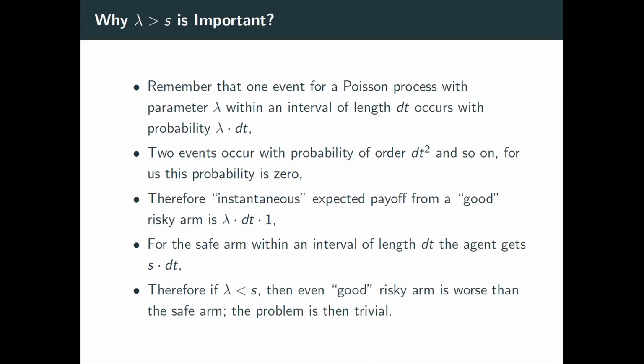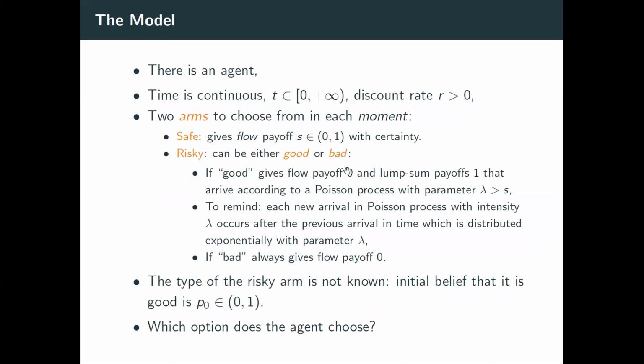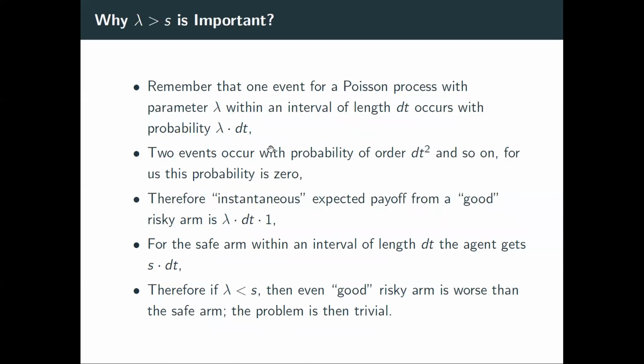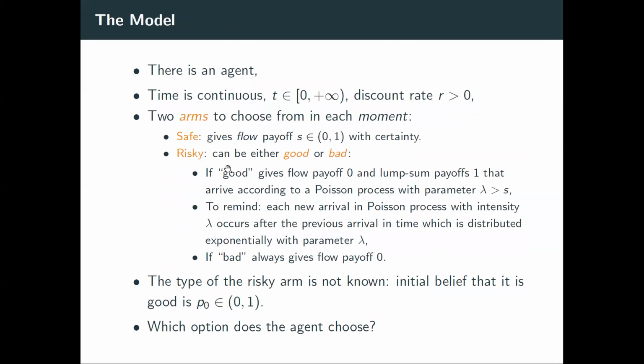Here, let us additionally apply one assumption on the parameters. Remember that lambda is exactly the parameter of this Poisson process, and S is the intensity of the safe flow payoff. What we'll assume is that lambda is higher than S. Why is it important? Because assume that you have a good risky arm, so you're in this case: you have almost always 0, but sometimes you have arrivals.